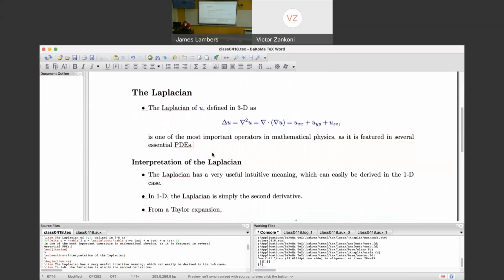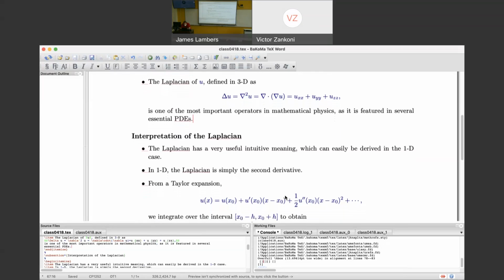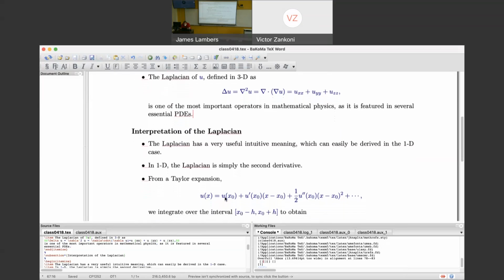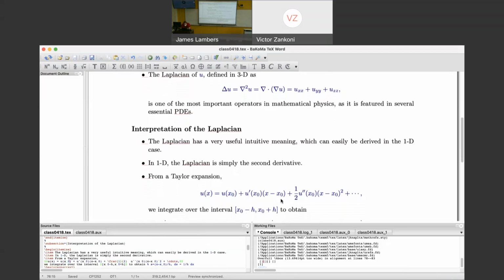Okay, now if we take a look at the Laplacian, even just focusing on the simple one-dimensional case. So here I do a Taylor expansion. And then if I take this, expand both sides of this equation, and I integrate over an interval that is centered at x naught. So the interval is centered at x naught and has a radius, if you will, of h. Then here's what happens.